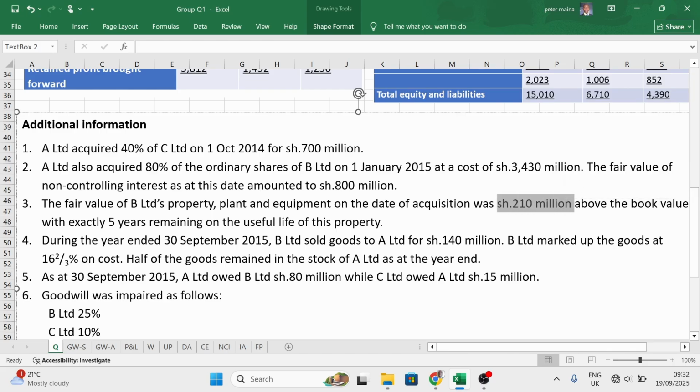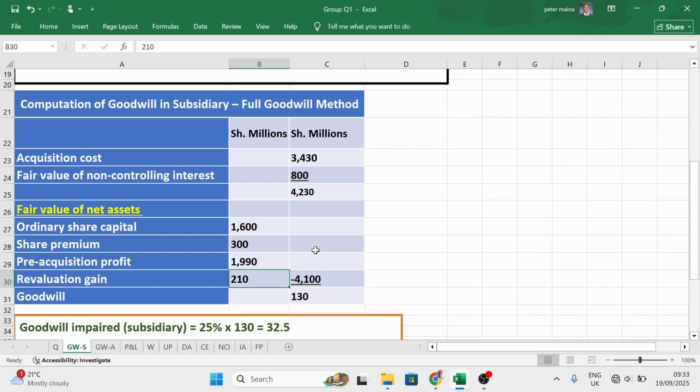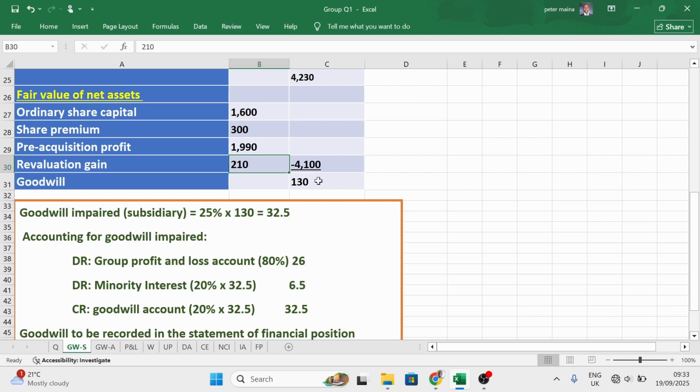That was the gain in revaluation. So this 210, we are going to take it to our computation of goodwill under the fair value of net assets. So when you add these items, they will give you 4,100. You deduct 4,100 from 4230, you're going to find that the goodwill is 130. So this goodwill does not belong to the parent only. It belongs to the entire company, B Limited, which means the minority also have a share of that goodwill.